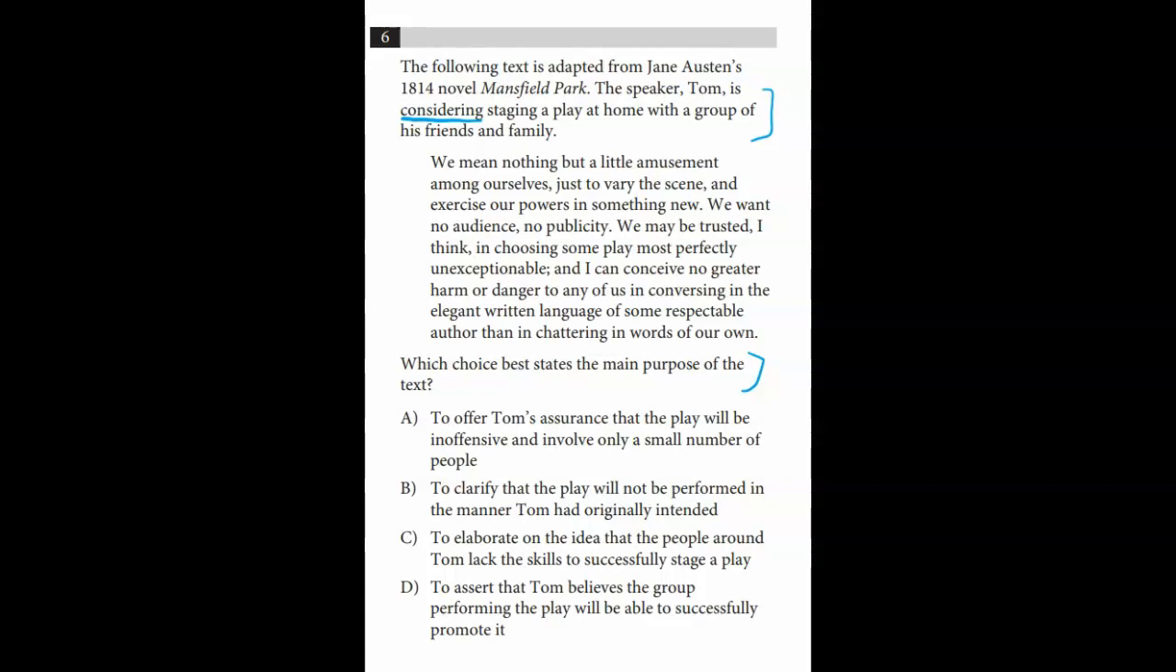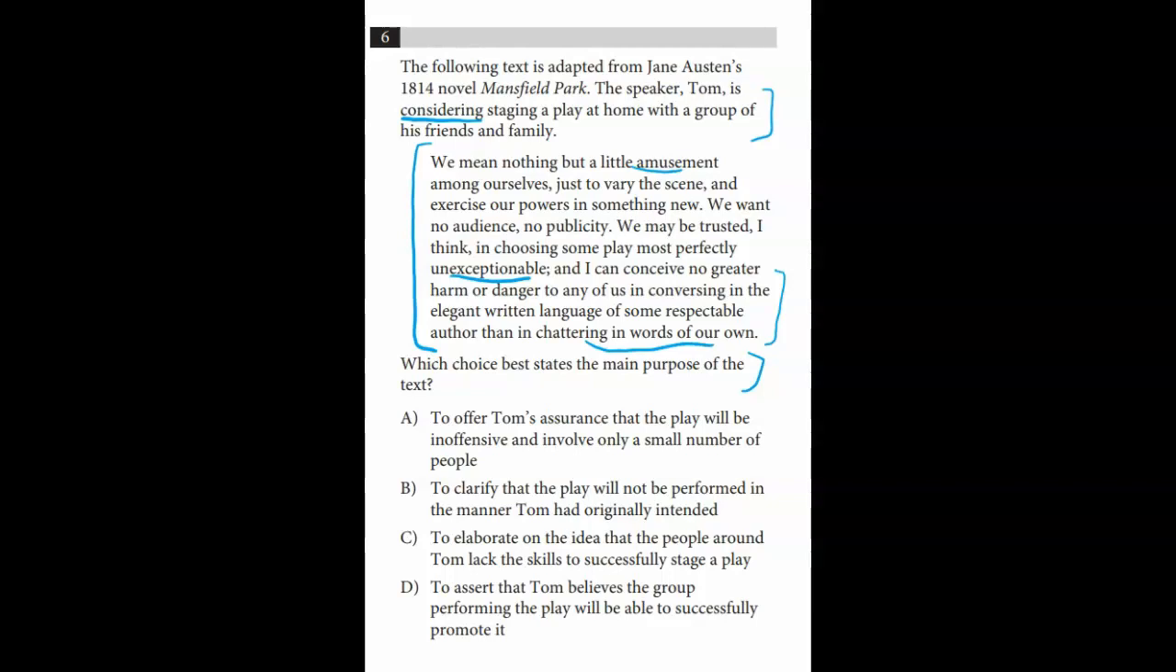All right, so what do I think is the main purpose? It's really just talking about the play he wants to do, and he's saying that we just want a little bit of amusement, no audience, no publicity. We can be trusted in making a play most perfectly unexceptionable, meaning it's not supposed to be good. I think that's what he's saying. And I can conceive no greater harm or danger to any of us conversing in the elegant written language of some respectable author than in chattering. And we're not going to do some respectable author. That's dangerous. We should just do it in words of our own. So I think he's describing the play, maybe talking about what he thinks it's going to be like.